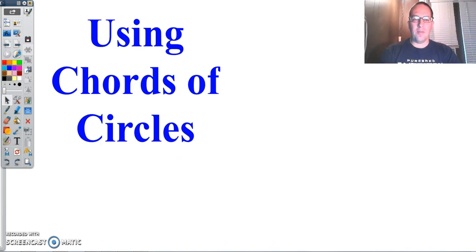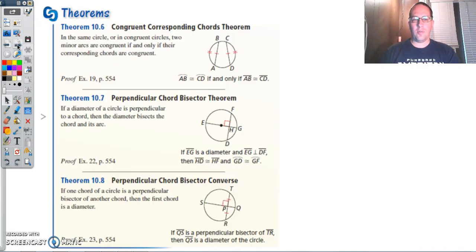Hello class, today what we're going to talk about is how to use chords of circles. First we need to start with some properties and things about chords so that we can use them. Alright, so congruent corresponding chords theorem.